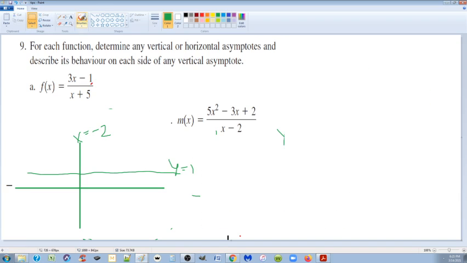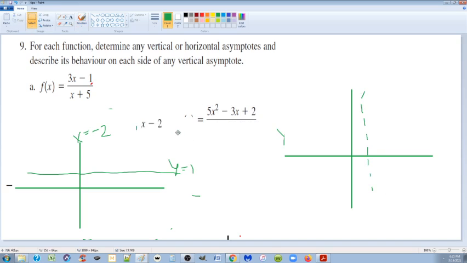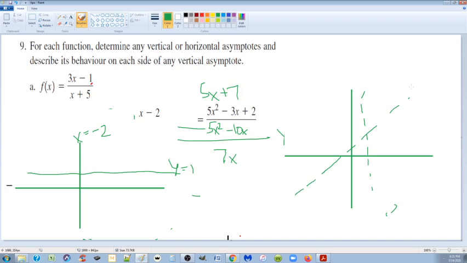And there should be nothing really special about it at y is equal to 2. But you should notice that it's going to be an oblique asymptote as well. This goes in 5x times. You get 5x squared minus 10x. When I subtract it, I'm left with 7x, and it goes in plus 7. Therefore, I have an oblique asymptote: y is equal to 5x plus 7.